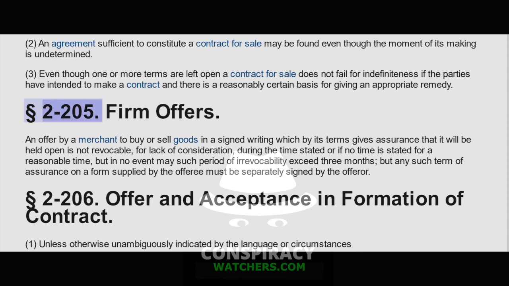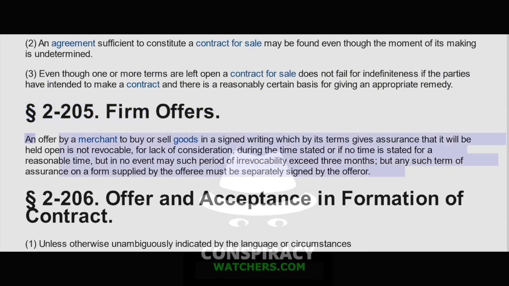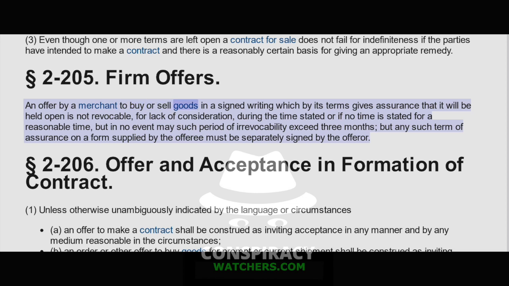Section 2-205. Firm offers. An offer by a merchant to buy or sell goods in a signed writing which by its terms gives assurance that it will be held open is not revocable, for lack of consideration, during the time stated or if no time is stated for a reasonable time, but in no event may such period of irrevocability exceed 3 months. But any such term of assurance on a form supplied by the offeree must be separately signed by the offeror.